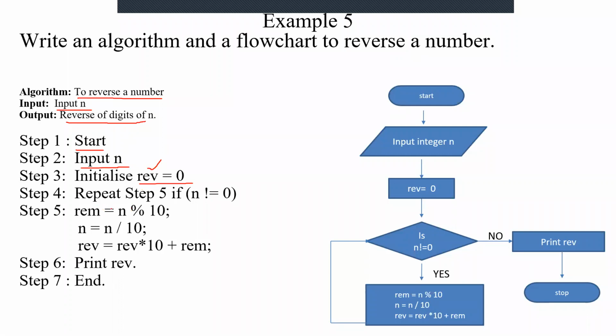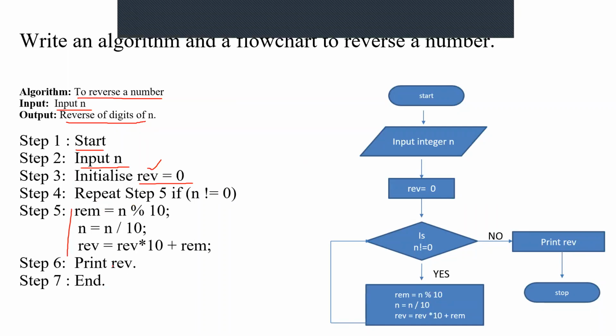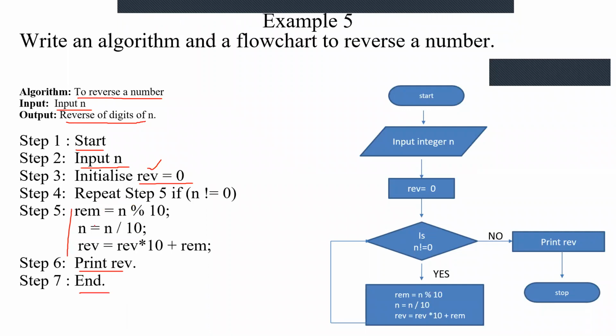Now we are going to start a repeat statement. Repeat step 5, which has 3 statements, until n is equal to 0. If it is equal to 0, it should not execute step 5. After that, if it is equal to 0, then it has to come out of step 5. It should not go to step 5. It should move to step 6 and then end.